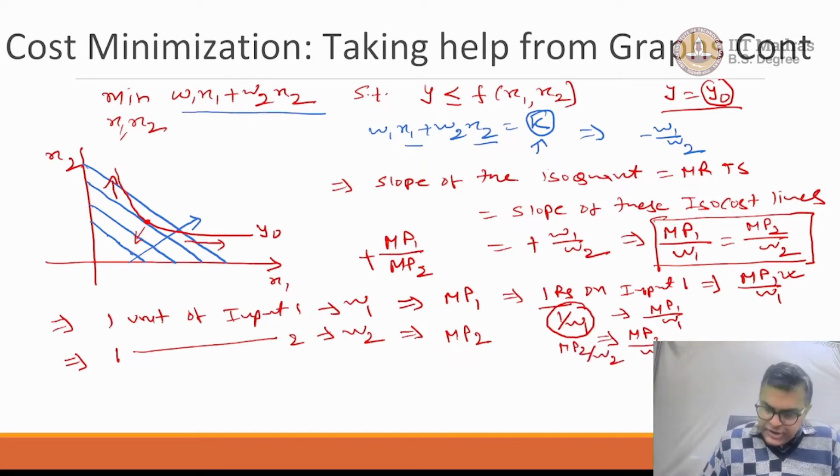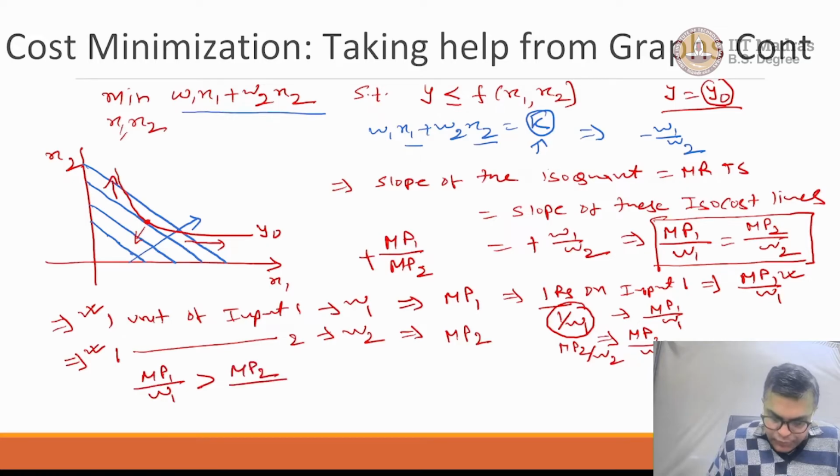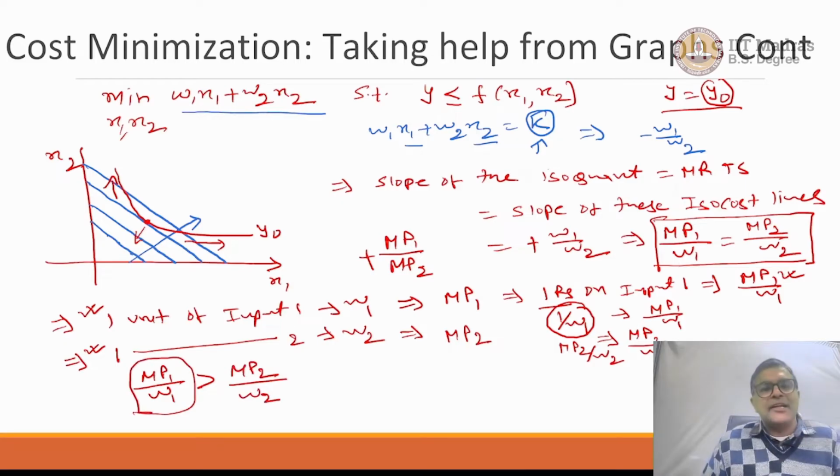Which technique should we use? Should we spend a rupee on input 1 or should we spend a rupee on input 2? Of course, whichever gives more. If MP1 divided by W1 is greater than MP2 divided by W2, that extra rupee should be spent on input 1. If the opposite is true, then we should spend that extra rupee on input 2.